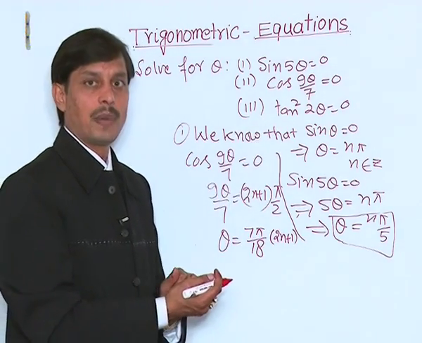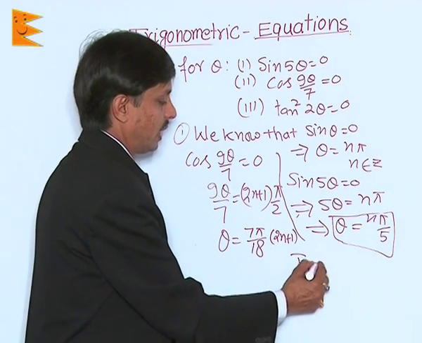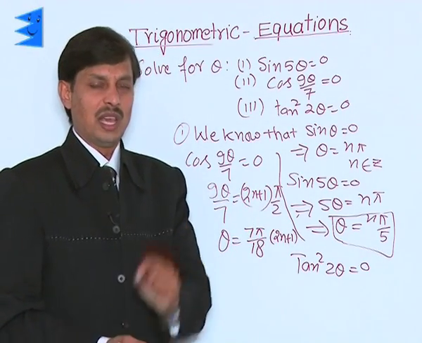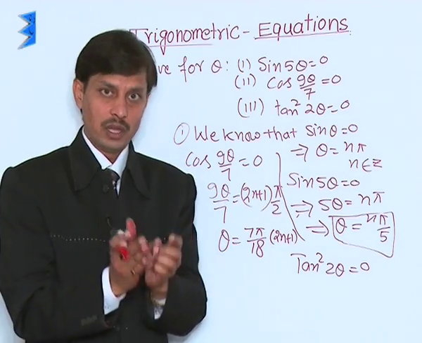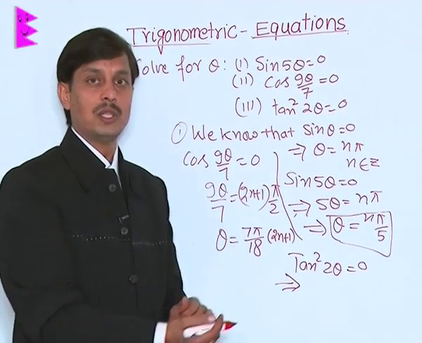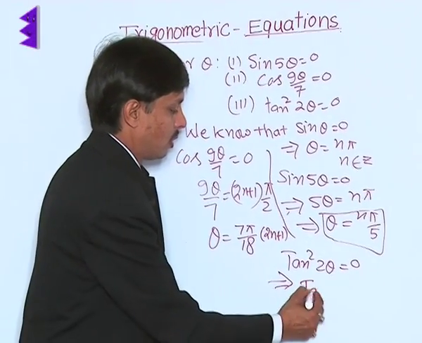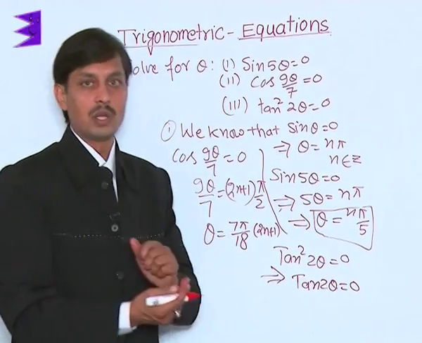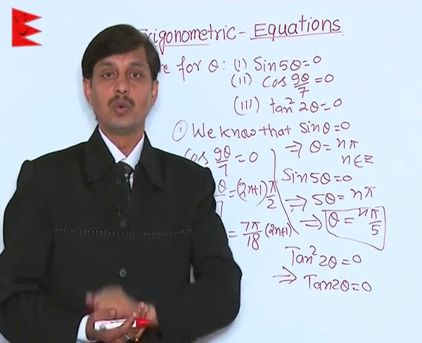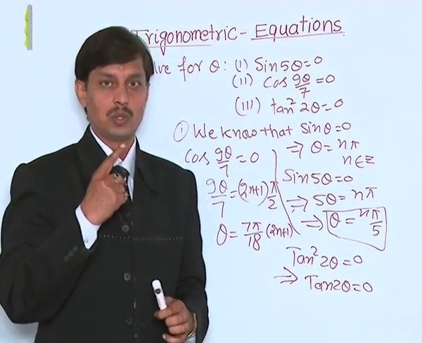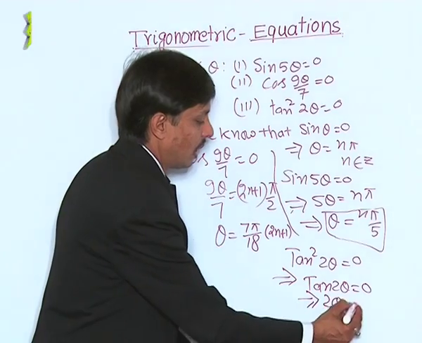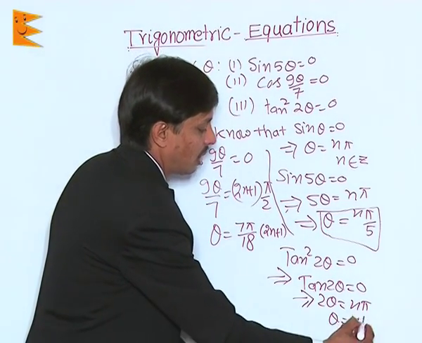Similarly, if we take the third part, it is tan square of 2 theta is 0. The square of any real value can be 0 only if the value itself is 0. That's why we can conclude that if tan square 2 theta is 0, then tan of 2 theta is also equal to 0. Tan 2 theta is 0, but we know that for tan theta equal to 0, the result is given by theta is equal to n pi. In this case, 2 theta will be equal to n pi, and the answer of theta will come out n pi by 2.